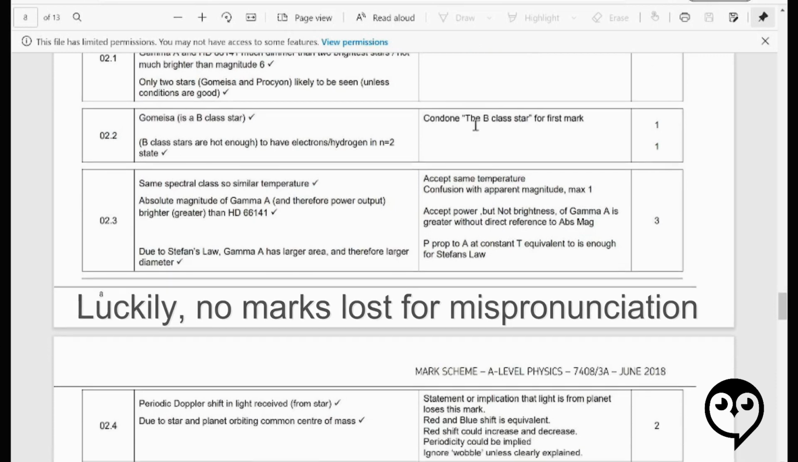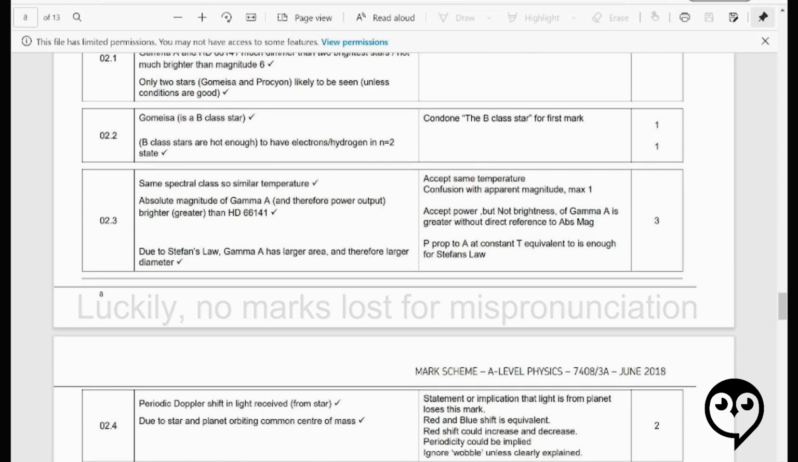If you don't write the name, you can just say the B class star if you like. You don't need to write the name, but why wouldn't you copy it? Okay, and then 2.3, right, so you need to mention that it's the similar temperature, and therefore we don't need to worry about that. You can show the proportionality, the math bit, or you could just simply say, hey, it's got a larger absolute magnitude, and that means, because of Stefan's law, it's got a larger area, okay?